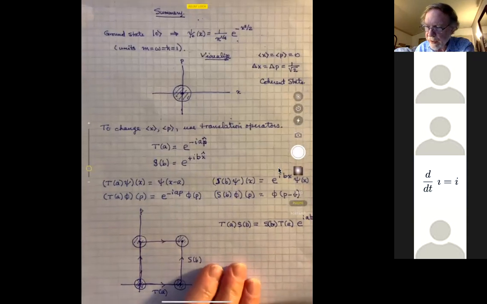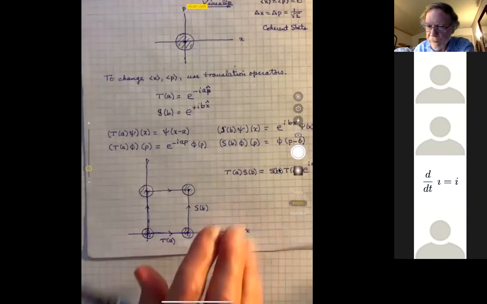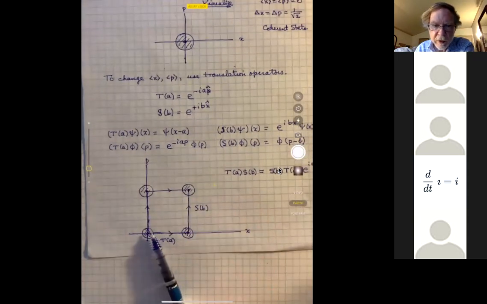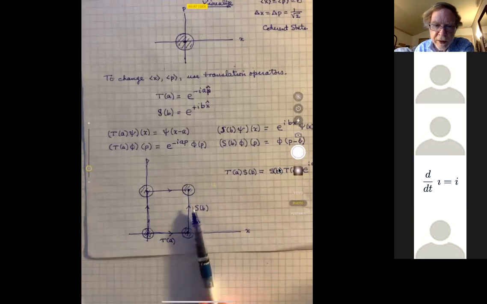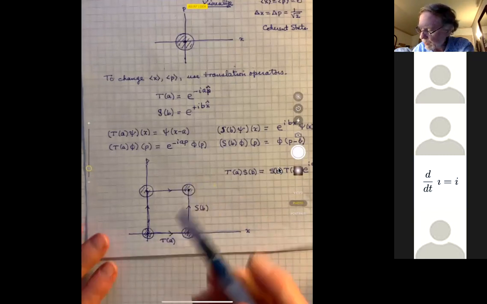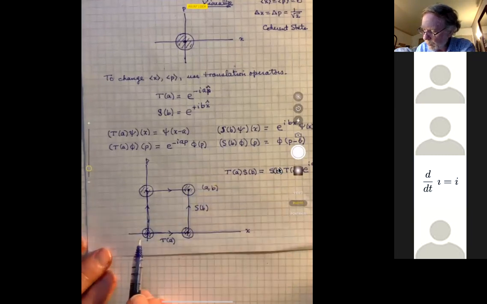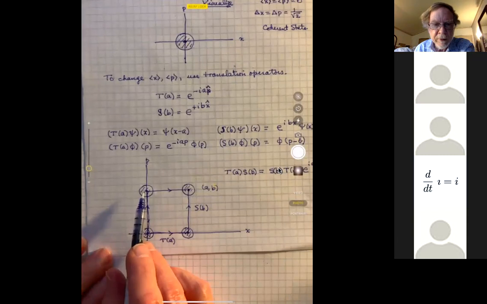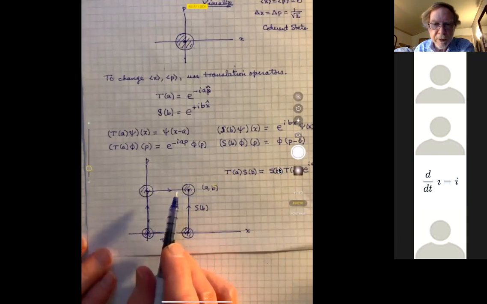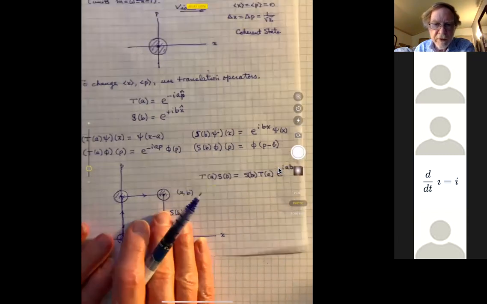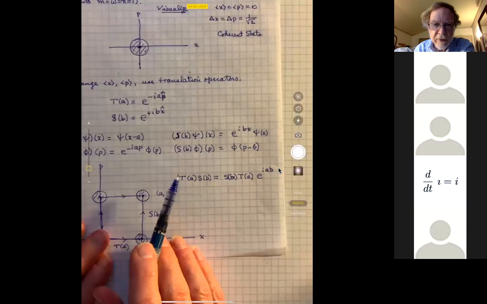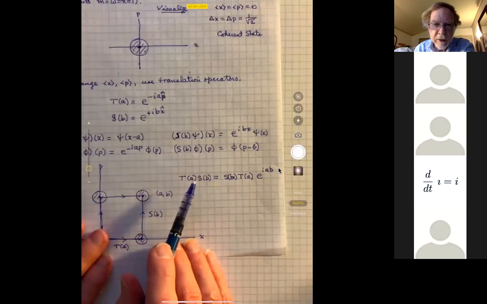Roughly the idea then is you can move this coherent state in phase space from the origin. You can displace it in x and then in p to get to a new location with coordinates a and b in phase space. Or you could do it in the reverse order, doing the momentum displacement first and then the position displacement. If you do that, you find the answers are not the same, because T(a) and S(b) don't commute with one another.